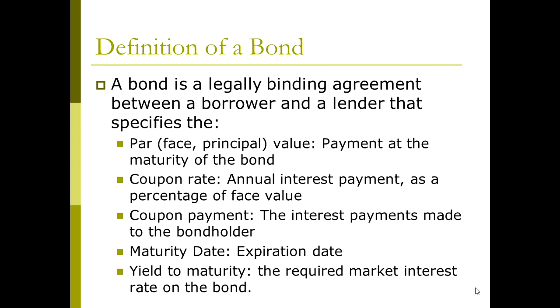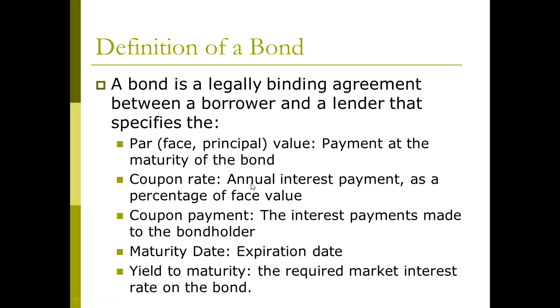So first of all, what is a bond? You can think of a bond as a contract between the borrower and the lender. It's a legally binding contract. In this contract, we're going to have the following components. The first one is the face value or the principal value, which is the payment at the end of the bond's life or at the maturity of the bond. Most of the time it is a multiple of $1,000.